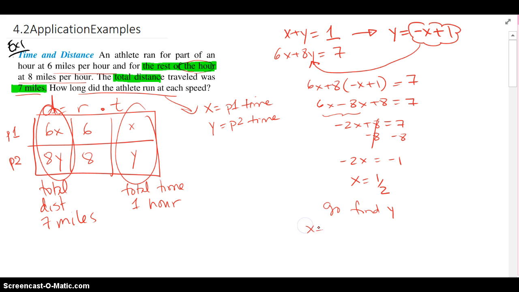and now I can go find y, maybe using the first equation because it's simpler. So if I plug in a half for my x and subtract a half from both sides, I get 1 minus 1/2, which is also a half.